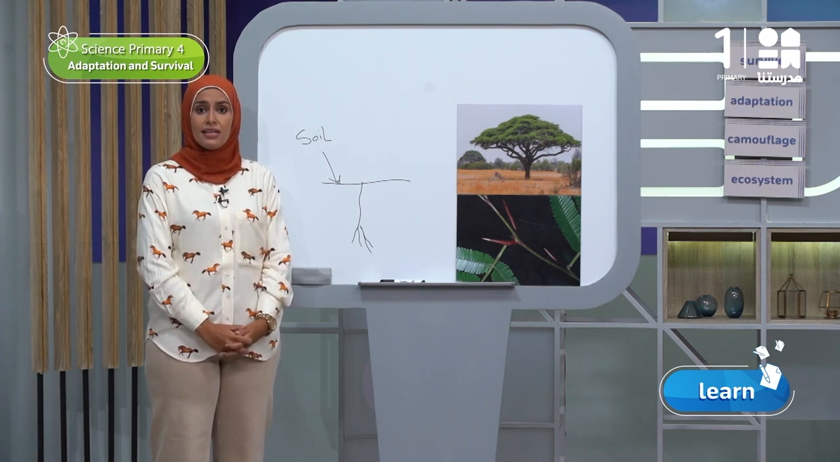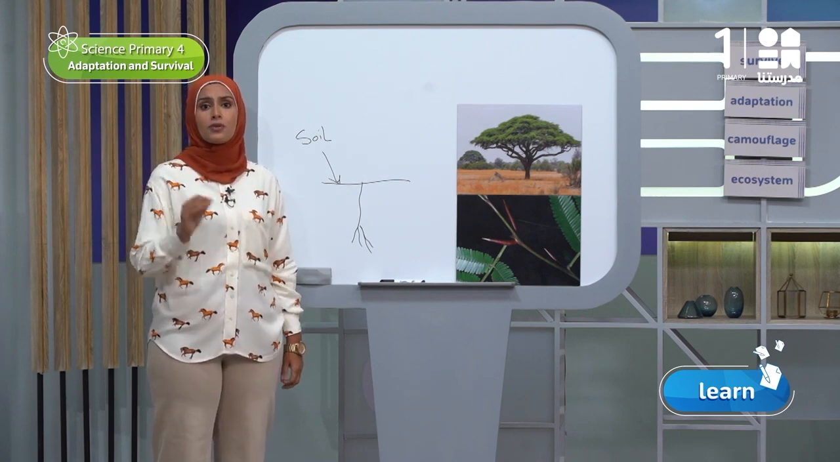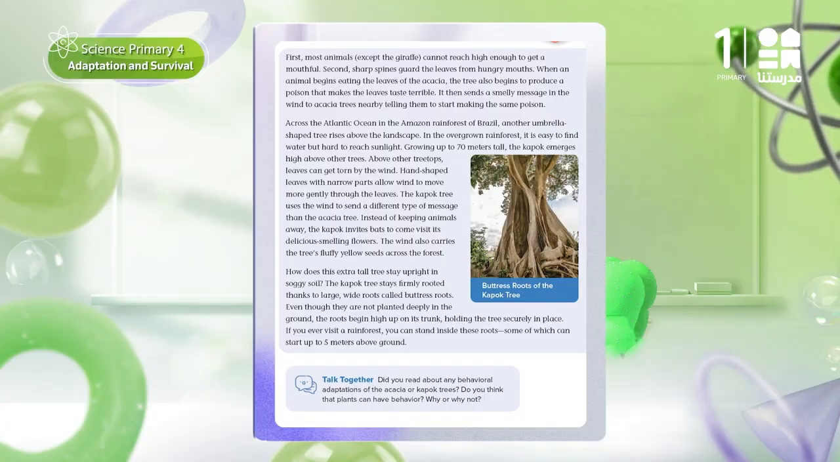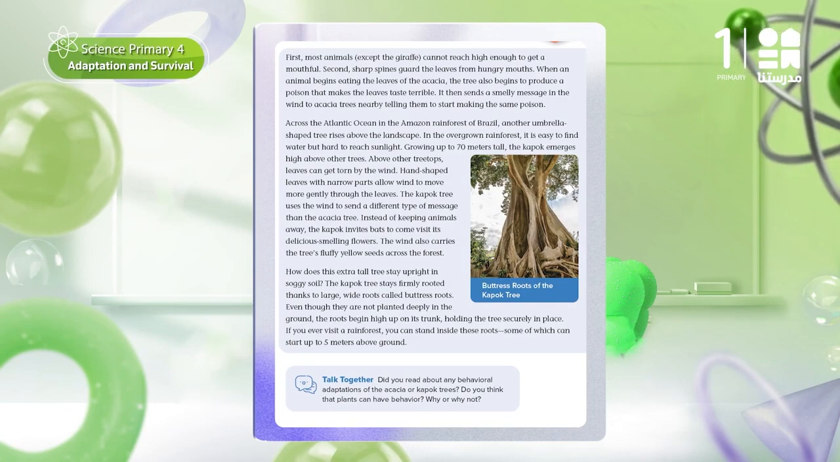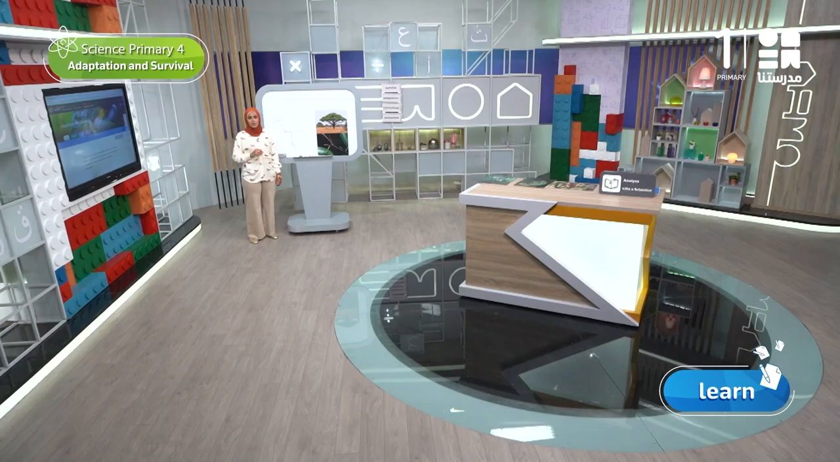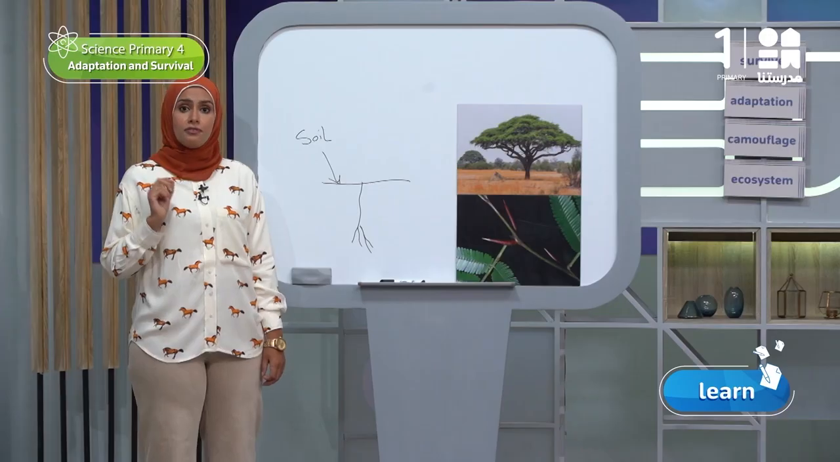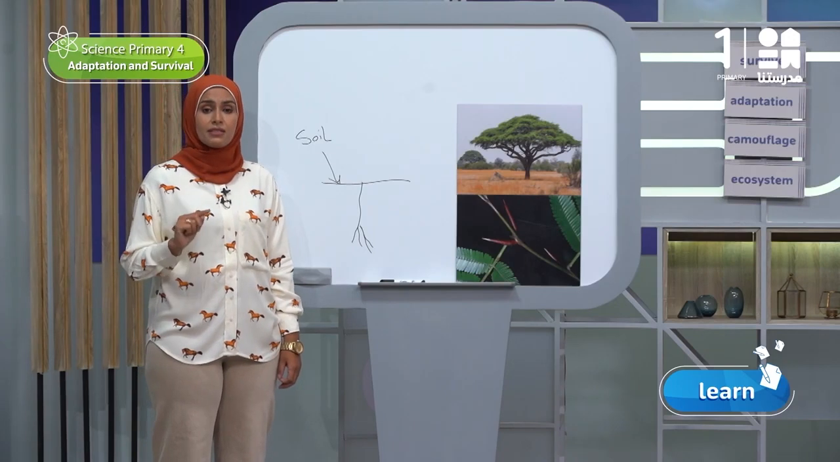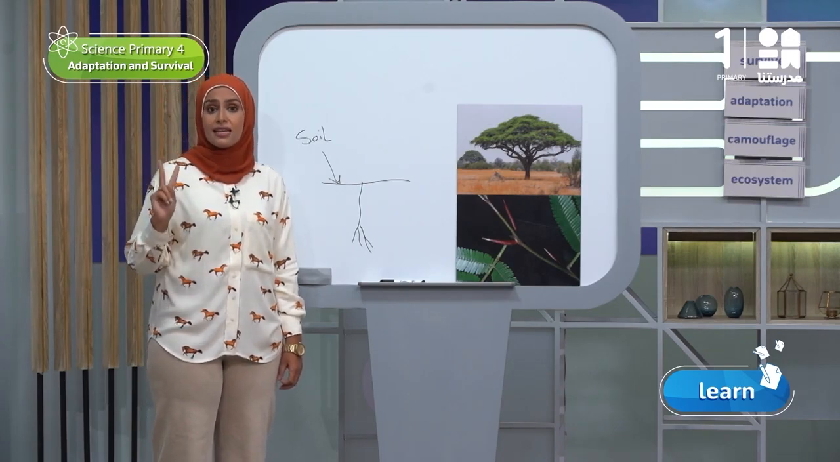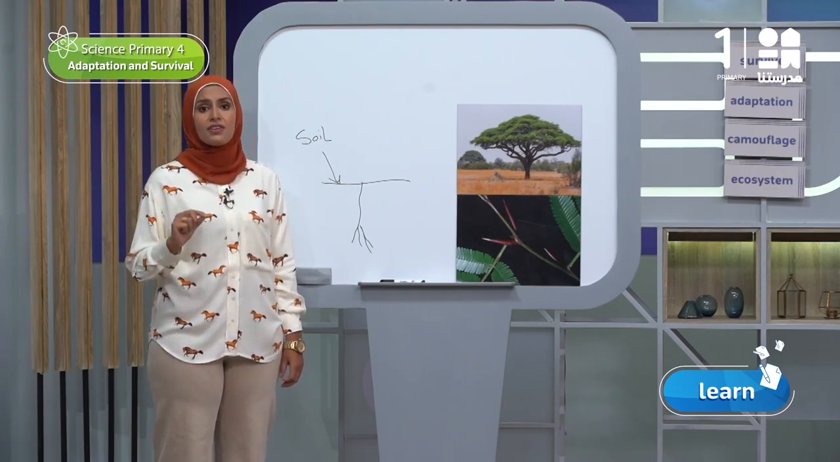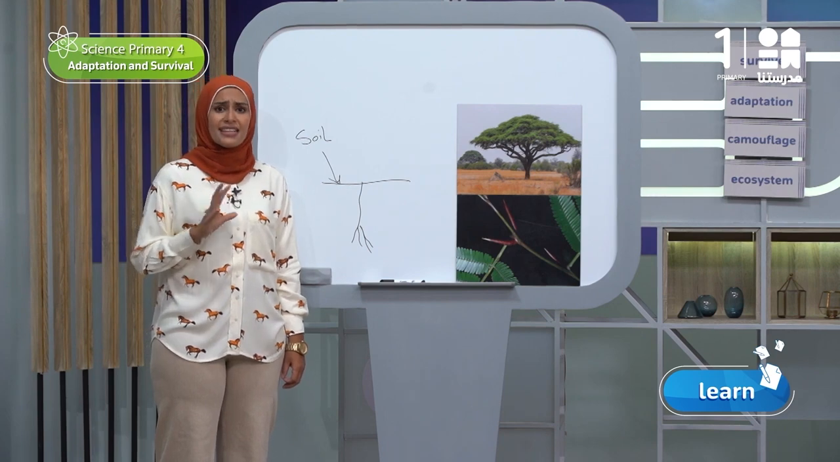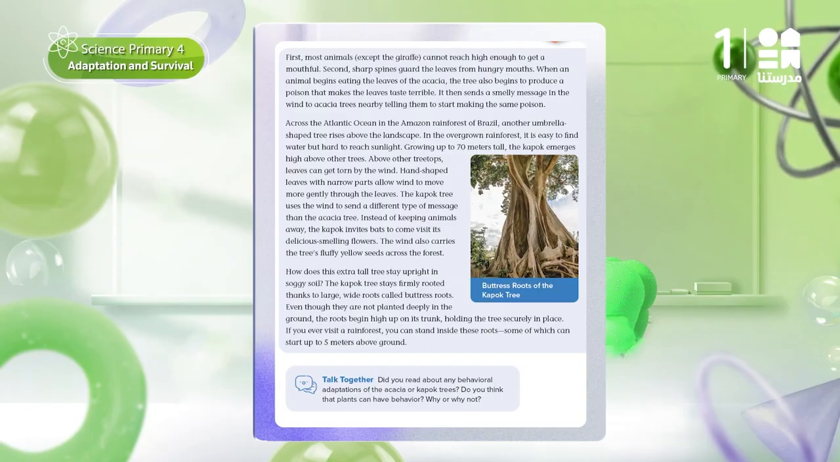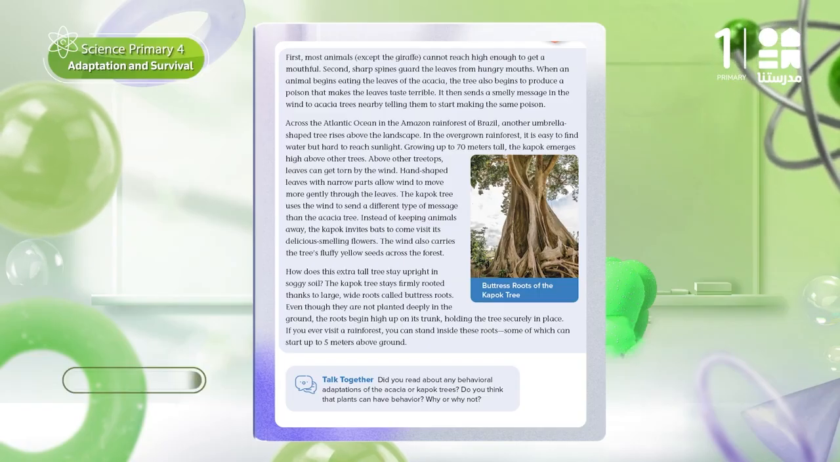Using the same way, let's analyze the kapok tree. Read carefully the rest of the text and observe the images of the kapok tree. Then underline two things. Firstly, its environmental conditions. Secondly, its structural and behavioral adaptations that can help it survive. Let's start analyzing.